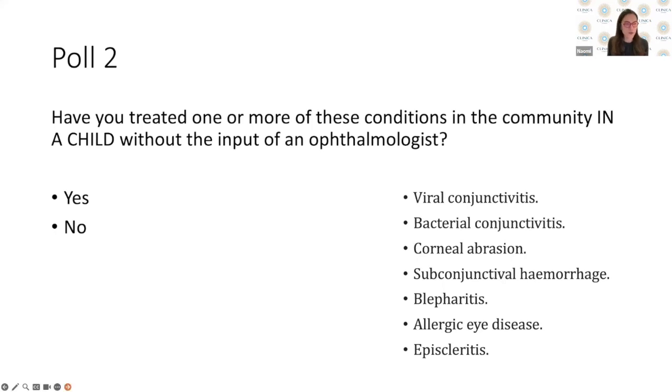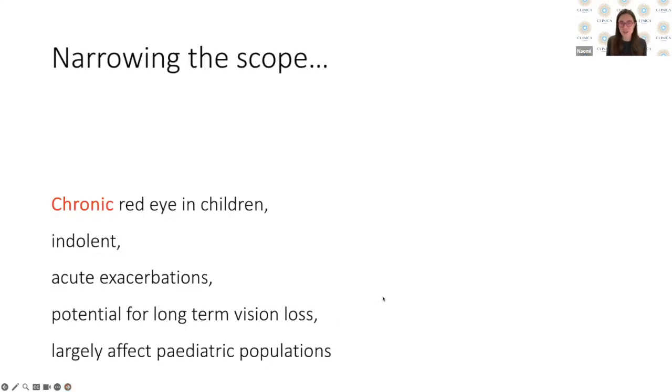So what we're going to do this evening is narrow down the scope to where I hope it might be a bit more useful for you. It might enter into an area that you feel less comfortable with, a little bit more unsure, and we're going to talk about chronic red eyes in children. So those conditions on the list previously, within a couple of weeks, might settle with your guidance, community-based treatment, things that you can get from the chemist. But for the children that have a red eye that doesn't go away, it's indolent, as in it's chronically not great.